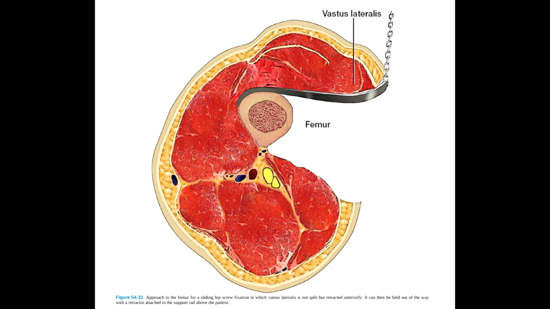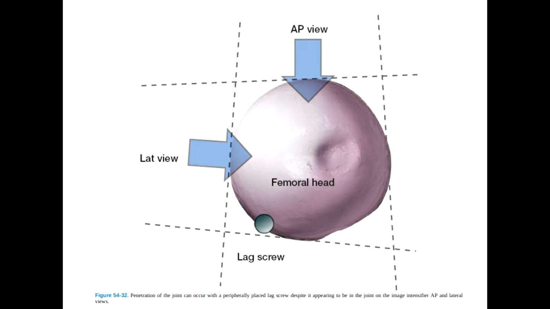Another important exam concept is shown in Figure 5432. This demonstrates what happens if the lag screw is placed peripherally. On both the AP and the lateral images, the screw may appear to be inside the bone, but in reality it can penetrate the joint. This complication must be avoided by ensuring correct central positioning and by carefully checking fluoroscopic views.